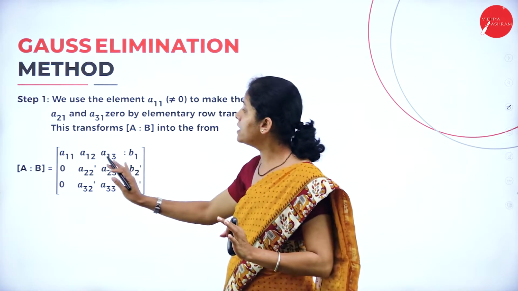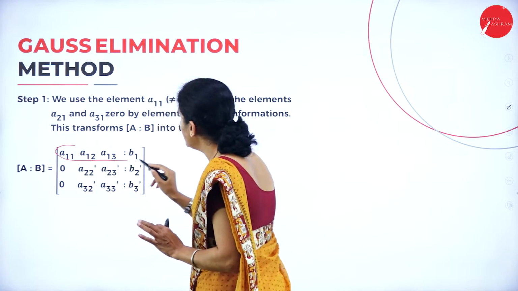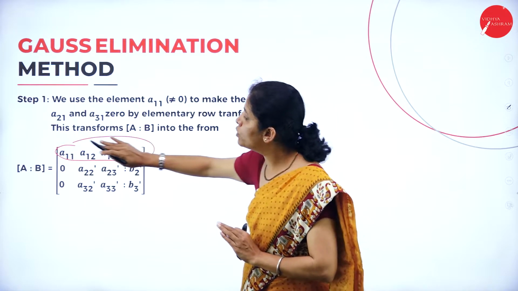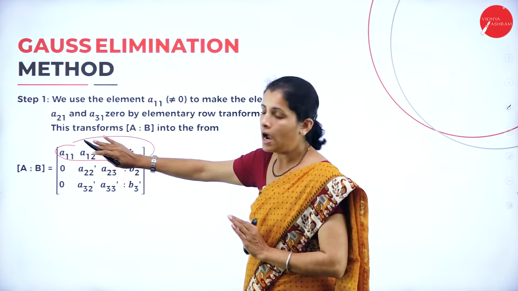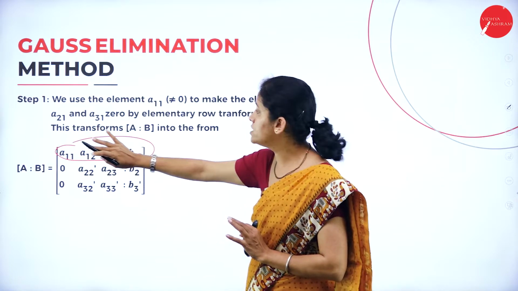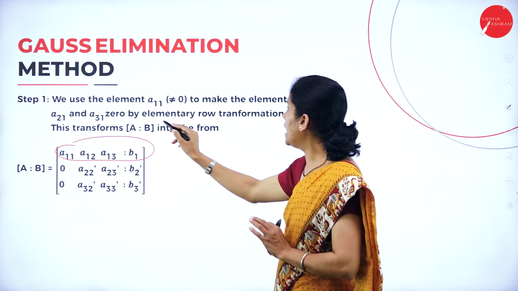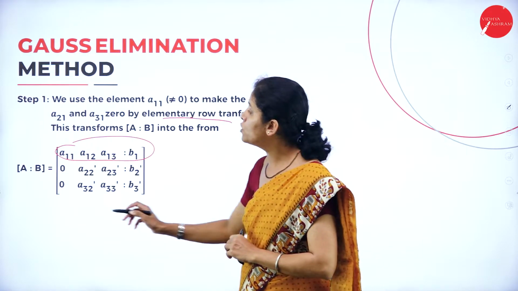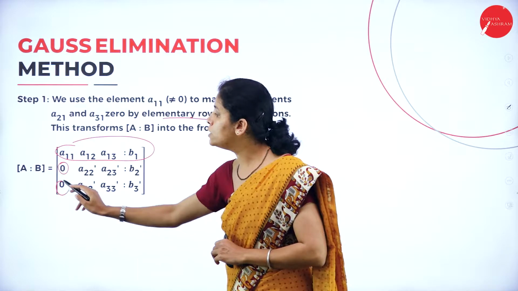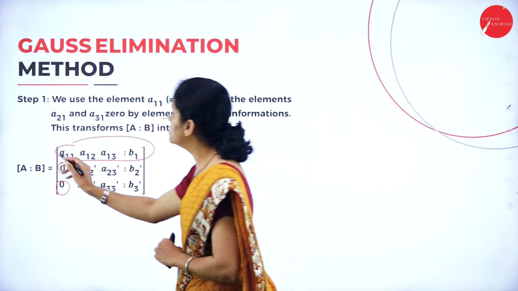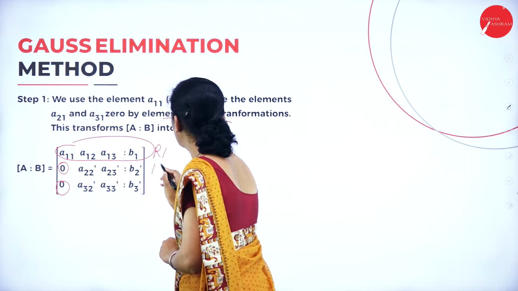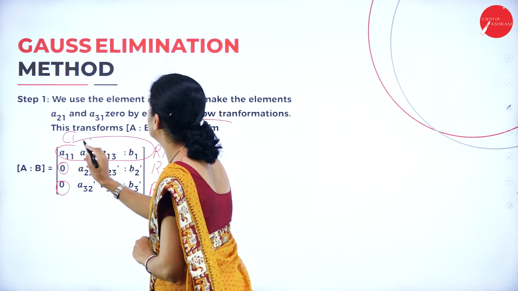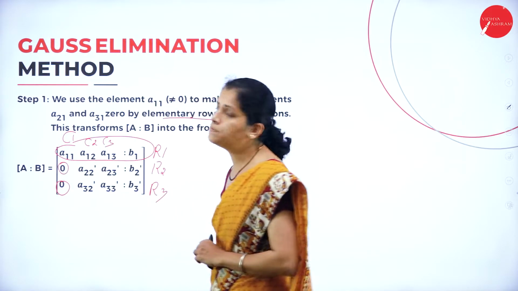In my step 1, see, I have the first equation and I don't want to touch the first equation, and by using this first equation and by using the elementary row transformation method, I just want to make these two values 0. This is my row 1, this is my row 2 and this is my row 3, and this is my column 1, this is my column 2 and this is my column 3.